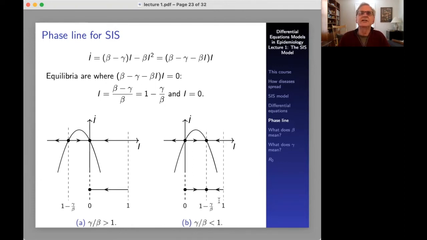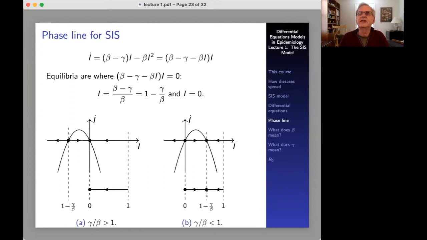So the phase line doesn't give you as much information as there is in a solution. It doesn't tell you exactly where you are at time t, but it does tell you pretty well, if you start at a certain point, what you're going to do. What it tells us is, if gamma over beta is greater than 1, the disease is going to die out. It's going to head to 0. Number of infectives will head to 0. And if gamma over beta is less than 1, it doesn't matter where you start. The prevalence of the disease will always head toward the same number, 1 minus gamma over beta.